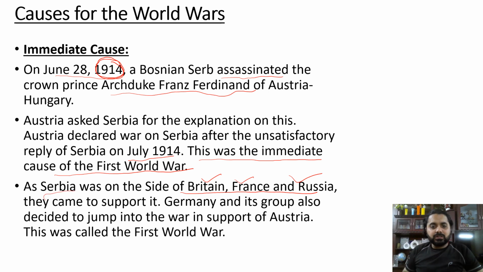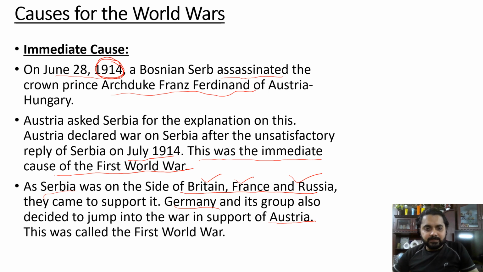Okay, then who were on the side of Austria? Germany and its groups were on the side of Austria, and that is how World War One began. World War One began with the assassination of the Austro-Hungarian Crown Prince Archduke Franz Ferdinand.